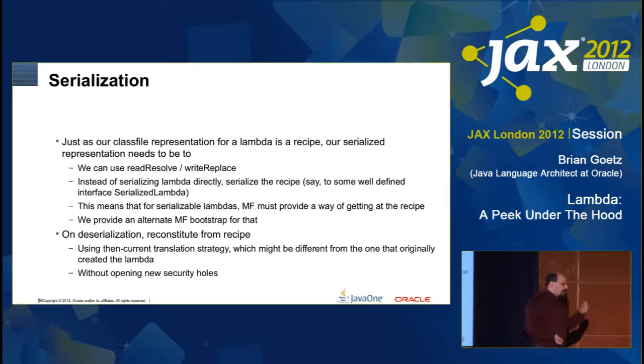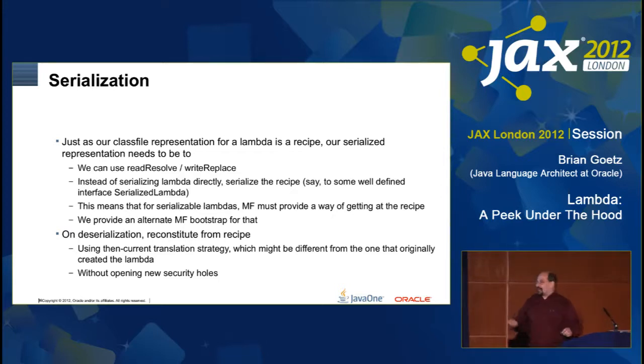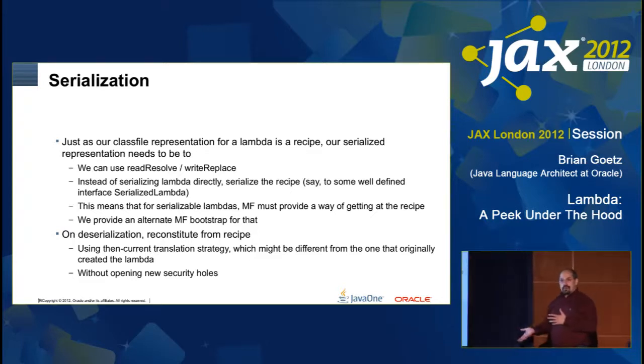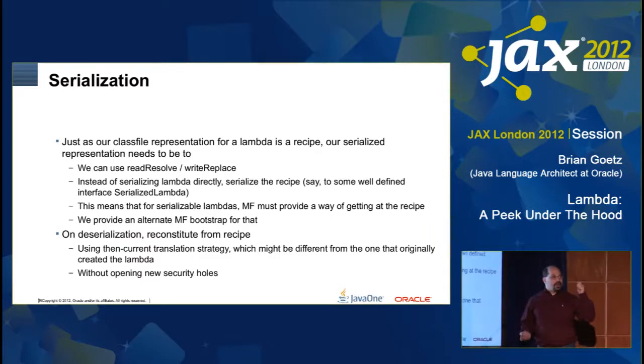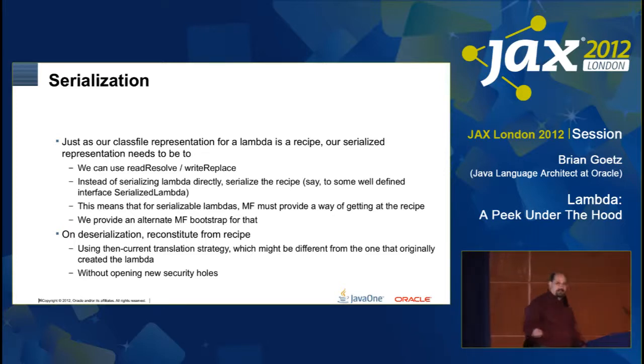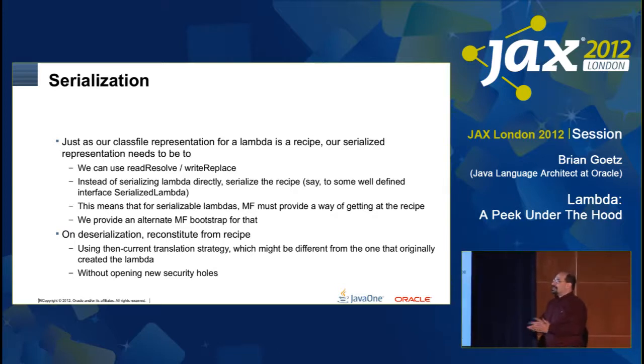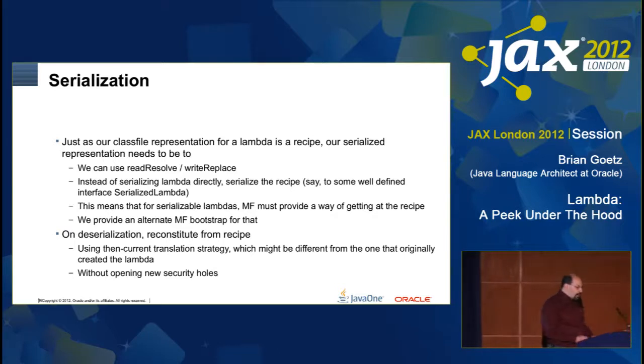And then at deserialization time, we reconstitute the Lambda from the recipe using whichever translation strategy we're using now, which could be different from the one that originally created the Lambda. So this is actually pretty cool. It works. You can make a Lambda on a VM that uses translation strategy A, deserialize it on one that uses strategy B, and it still passes all its unit tests. It's really cool. I would have rather spent the time on something else, but thank you, Jim Waldo.